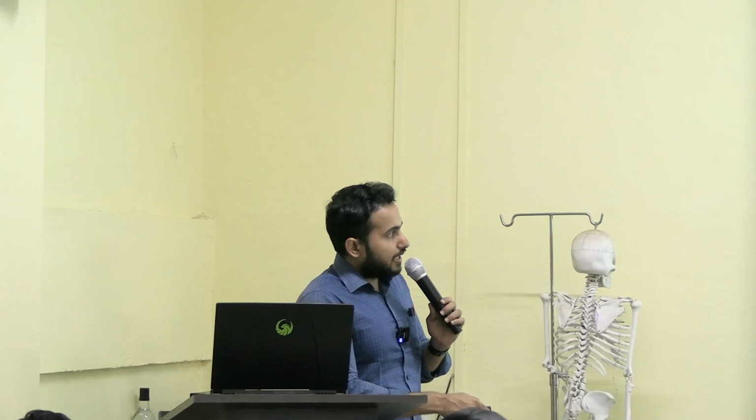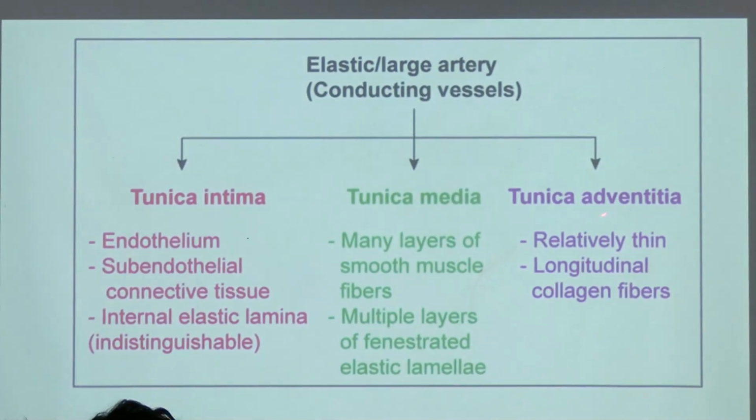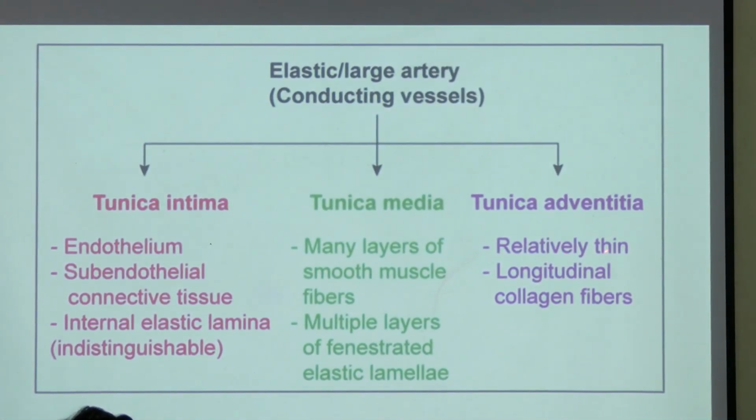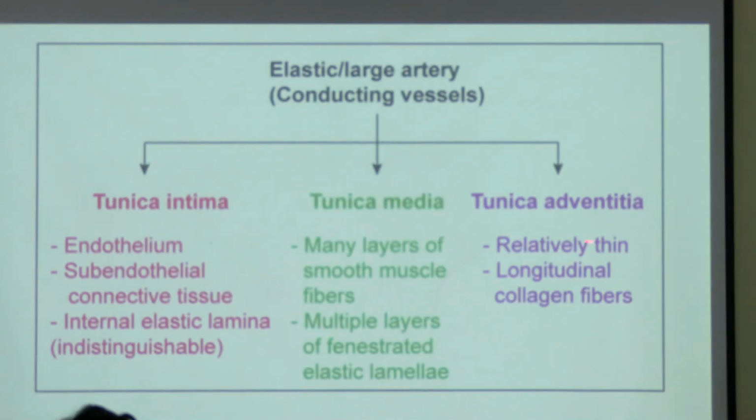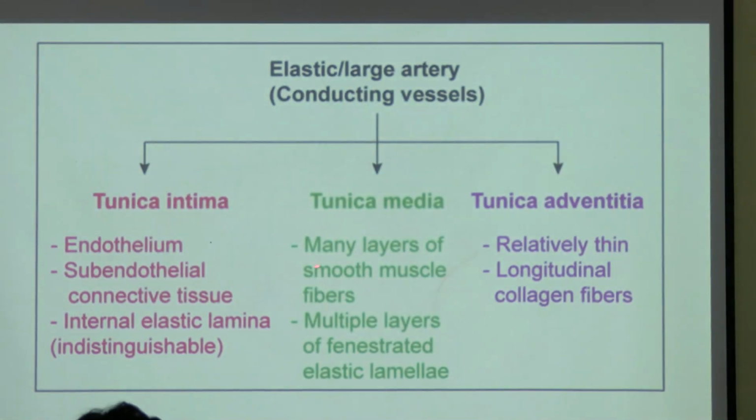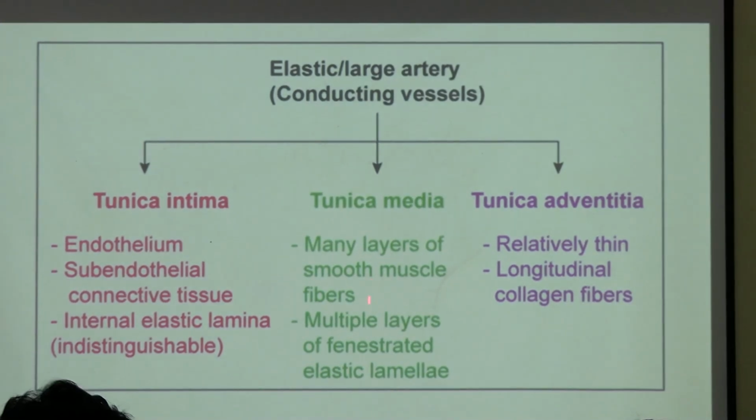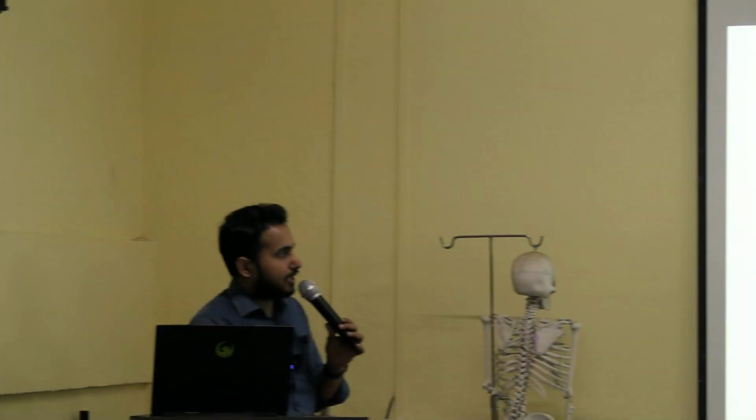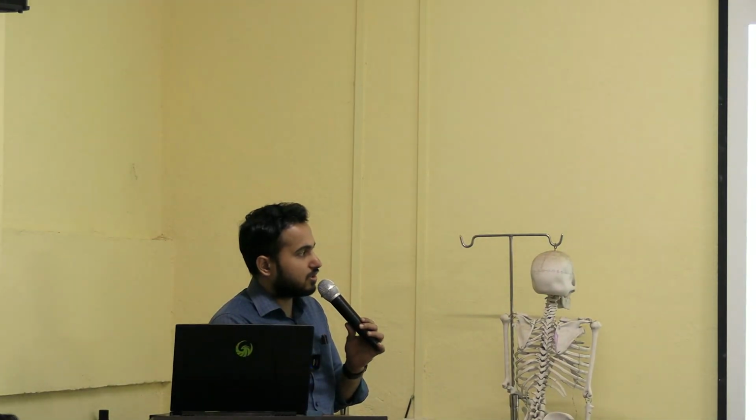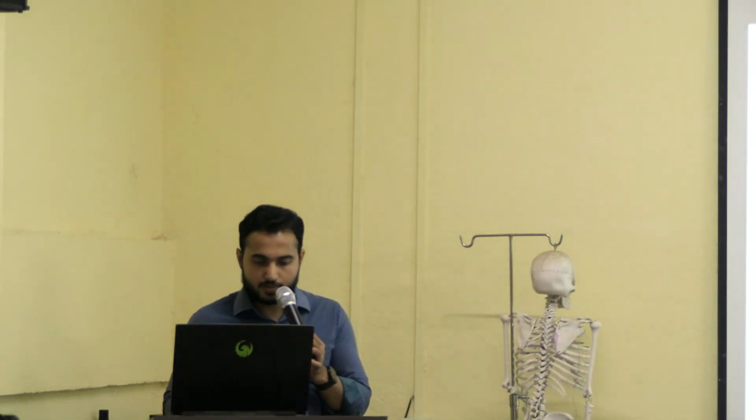Next, tunica adventitia. In the case of tunica adventitia, it is relatively thin, and longitudinal collagen fibers are present. This layer is the thickest; first this layer, then this layer is the thickest, and after that the tunica adventitia is very thin. In this layer we are getting longitudinal bundles of collagen fibers.